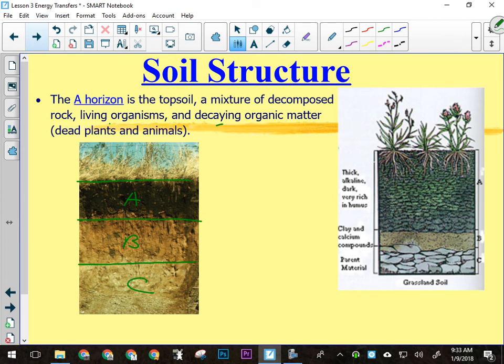Okay, typical prairie soil, okay, has a lot of A horizon. The reason for that is every year grass dies and the next year it grows back. So there's always a layer of roots and leaves that are going to decompose and build up more soil. So we build up a very thick soil.